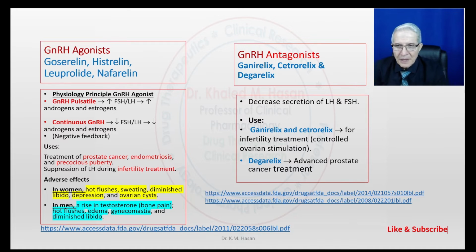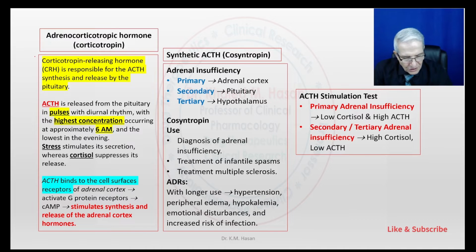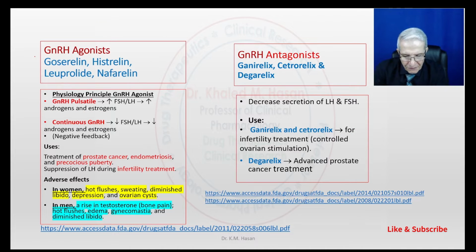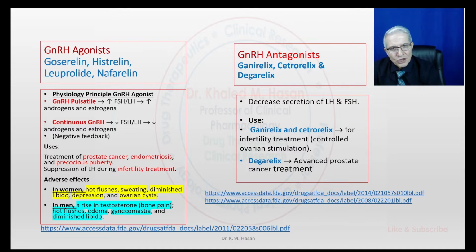Okay, speaking about the GnRH agonists here, we have goserelin, histrelin, and nafarelin. We know that this type of hormone is released in the human body in a pulse manner. So we have a surge and stop, then release and stop. So we call this one a pulse style manner. GnRH is released in a pulse style manner.